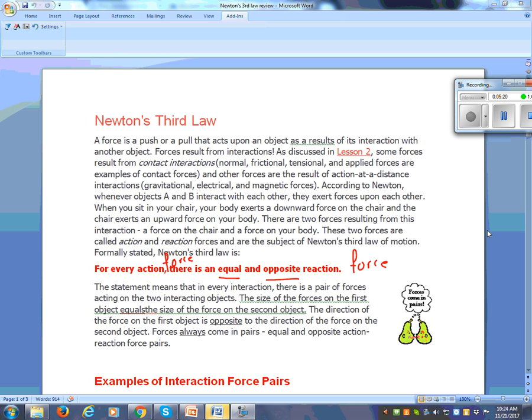Because as much as I say equal, you're not going to actually understand what I mean. And I'm going to trick you a few times today until you get it. The statement means that in every interaction, there is a pair of forces acting on the two interacting objects. The size of the force on the first object equals the size of the force on the second. Right there, it says equals. The direction of the force on the first object is opposite to the direction of the force on the second object. Forces always come in pairs, equal and opposite action-reaction force pairs.